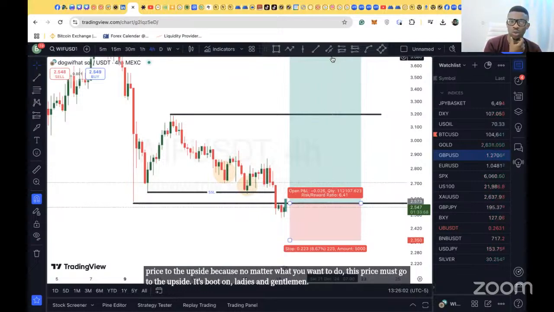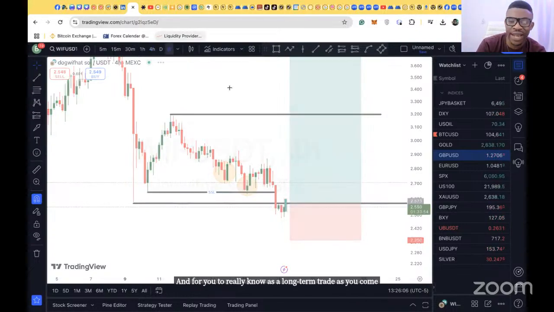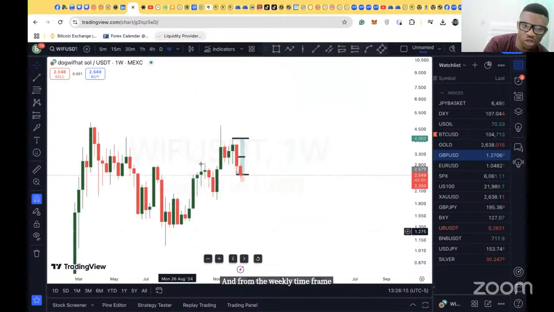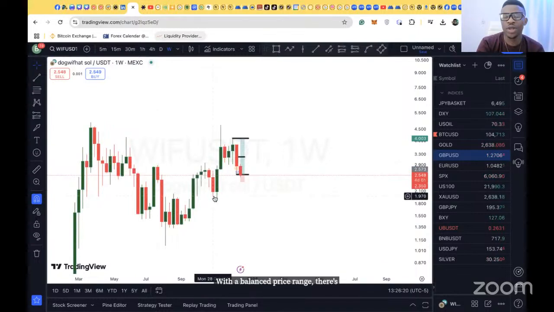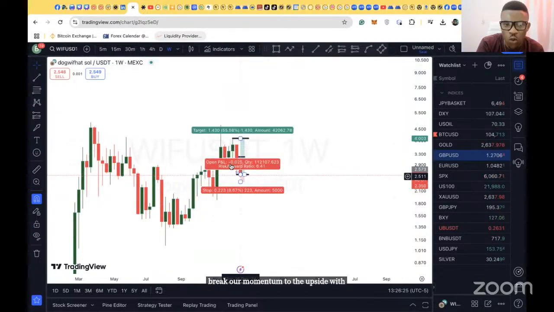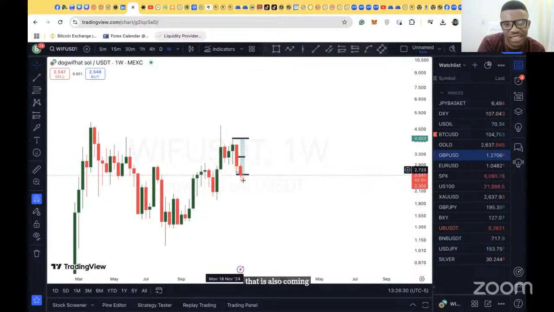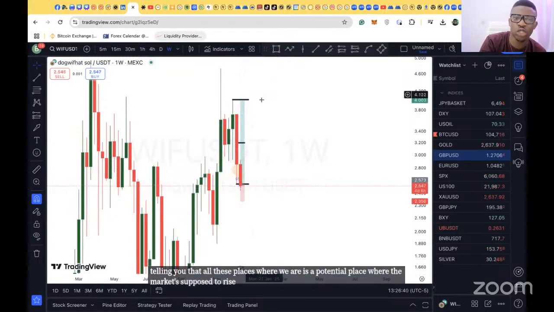The price must go. And for you to really know, as a long-term trader, you come to the weekly charts to really see and know if truly the price is meant to go higher. From the weekly time frame, you can see clearly that there is a bullish push to the upside with a balanced price range. There's a little pullback with a bullish push, a break of momentum to the upside with a little pullback, which is a good pullback, that is also coming to balance this other block at this zone, telling you that all these places where we are is a potential place where the market is supposed to rise from, to go to the upside here.